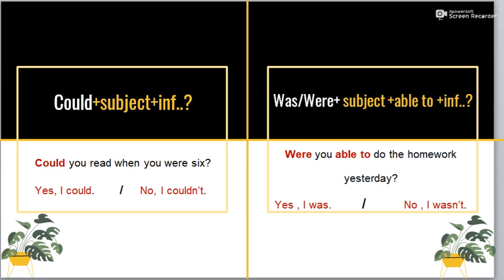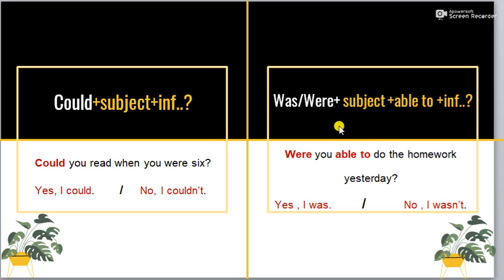Now let's move to the questions. The first type is yes and no question. Here we use could before the subject. We use could before the subject you. For example, could you read when you were 6? The answer, yes, I could, or no, I couldn't.